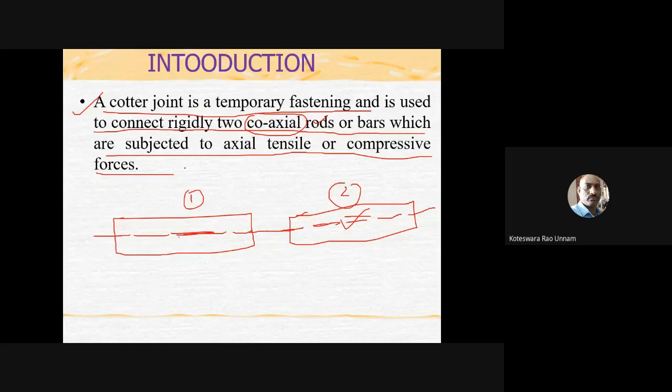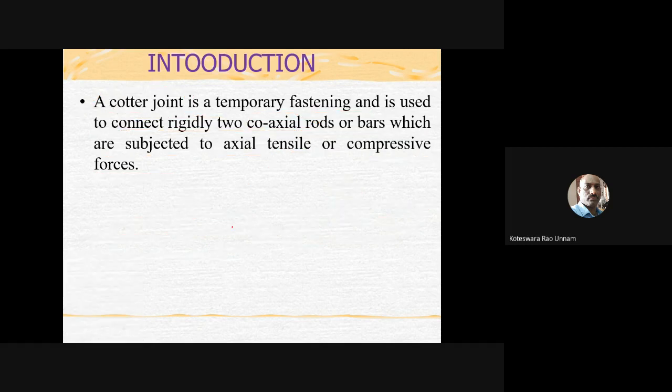They are bars which are subjected to axial tensile or compressive force. That means this cotter joint can take only axial load. That axial load may be either tensile load or compressive load. I can apply the force in the positive tensile direction, something like this, and it will be a tensile load, or I can apply a compressive load also. So these cotter joints can take only axial load. They cannot take shear load or bending load, or whatever you may call it. Other than axial load, they cannot take any load.